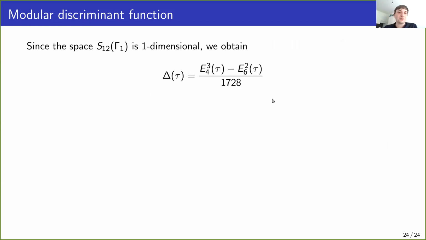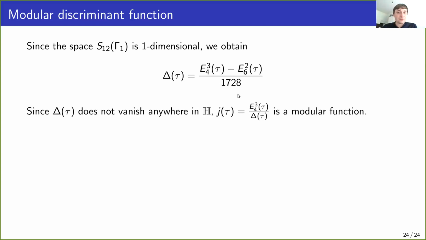Okay, I'm running a little bit over time, but I just want to mention a little bit about delta. The space S12, if you look at the dimension formula, is one-dimensional. We have delta from the previous slide, but we can also write this combination in E4 and E6. Because the space is one-dimensional, these should agree up to a constant, which is 1728. Delta is a very important function, and one of the reasons is that you can define the modular j-invariant using it. The main reason why this is a nice object is because delta doesn't vanish anywhere in the upper half plane.